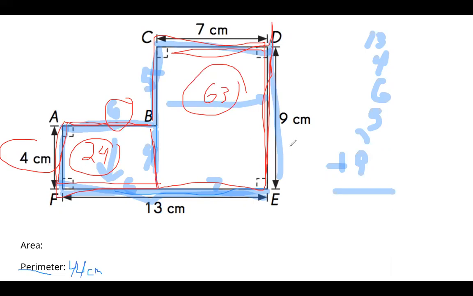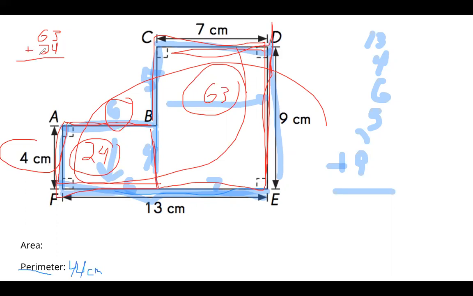Well, I want to find out the area of the whole thing. So I have to do 63 plus my 24 to figure out, well, together, these two shapes, what's their total area? And I got 87. So I'm going to put 87 centimeters squared.